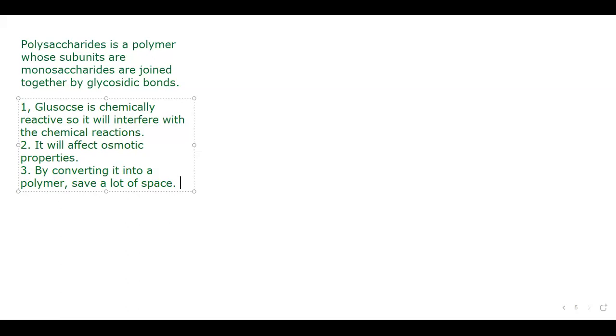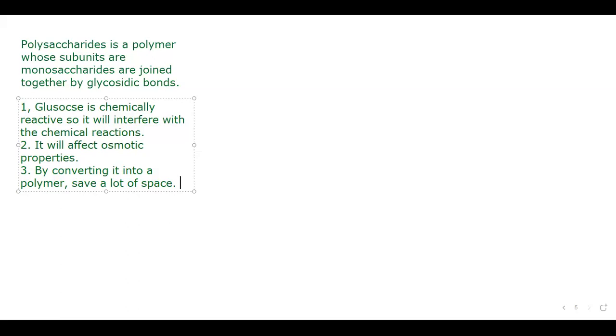So, and we can easily break them down to release glucose again. So that's why we want to make polymers. Now, the two polymers of glucose that you need to know, we also need to know cellulose, but cellulose is not for storage, that's for structure in plants. We will first talk about starch and glycogen.